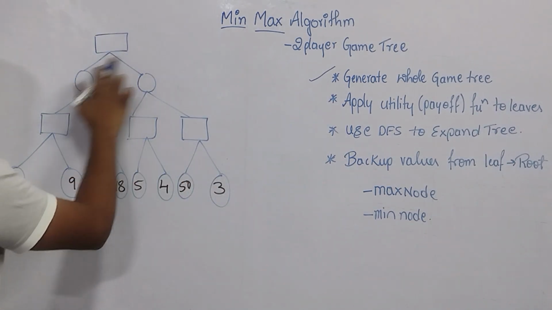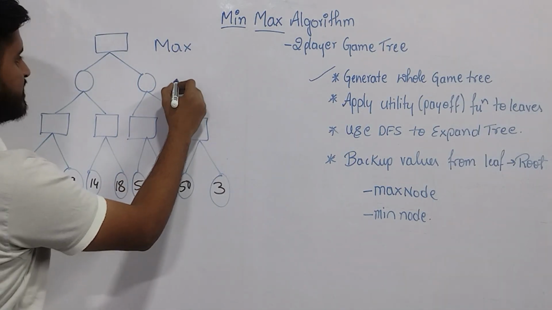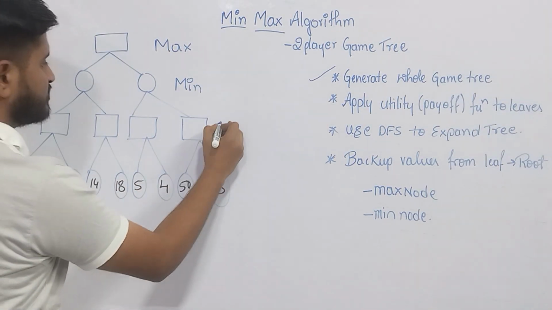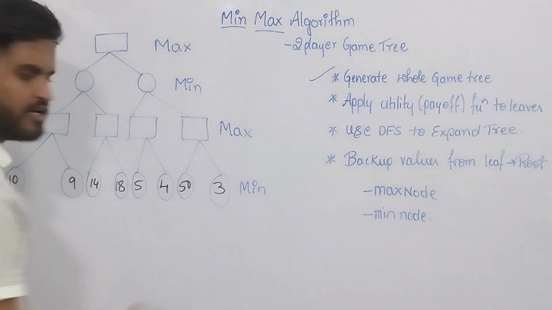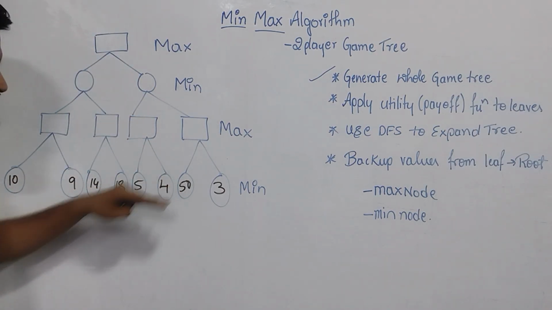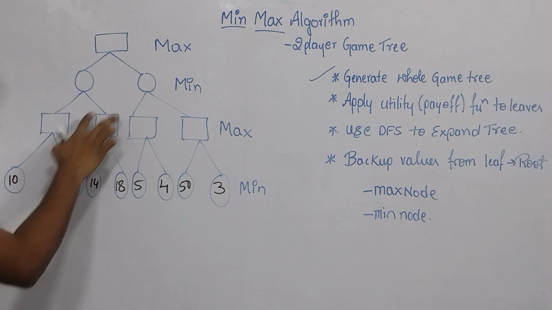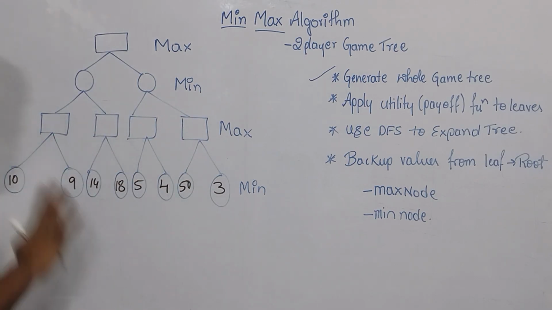First, this box represents a maximum node. This round represents a minimum node. Next maximum, next minimum. Like this only, the order must be. First maximum, next minimum. Maximum, minimum. Each and every node will have two children. Minimum will also have two children. Maximum will also have two children.